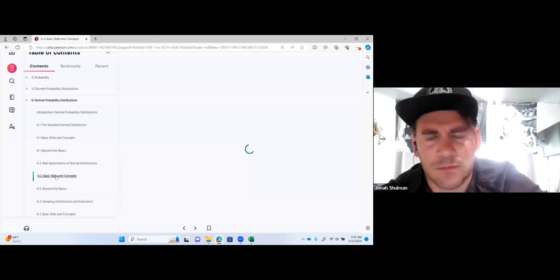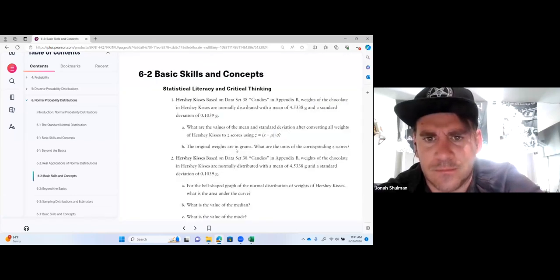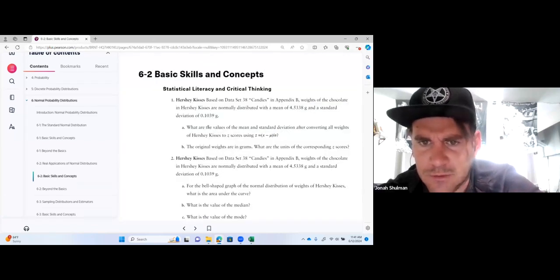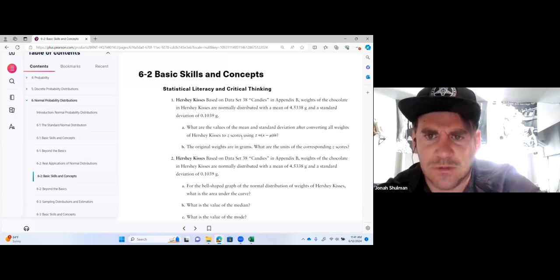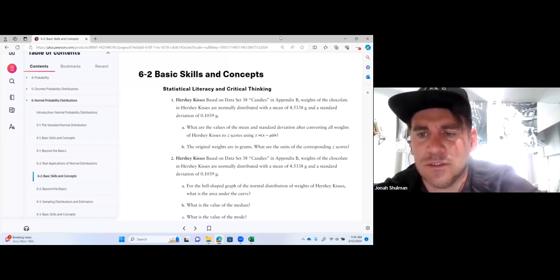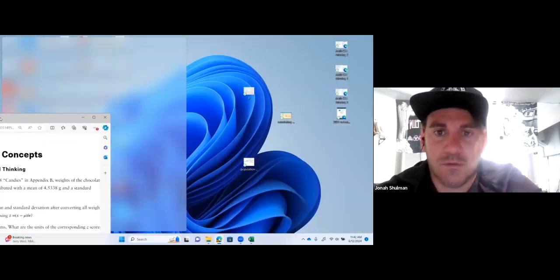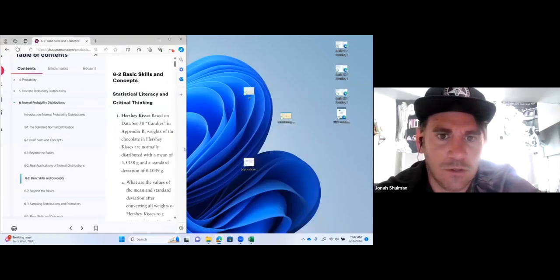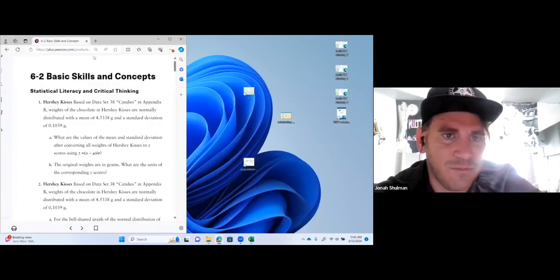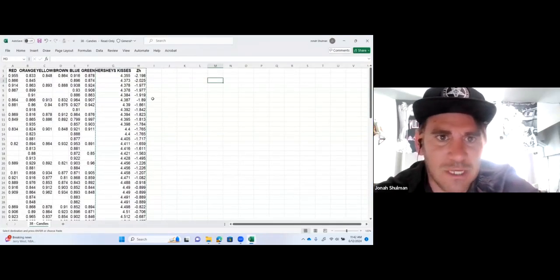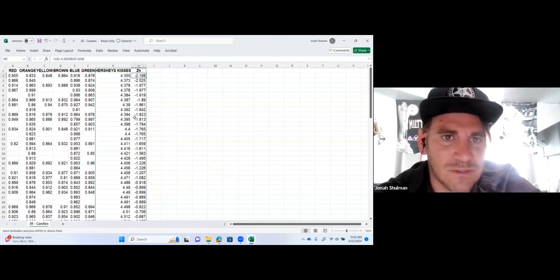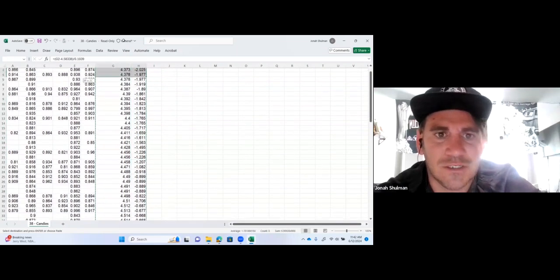Basic skills and concepts. What are the values of the mean and standard deviation after converting all the weights of Hershey Kisses into z-scores? Well, the mean and standard deviation, if they're all z-scores, should be 0 and 1. If that's all they wanted, so I did all that extra work for nothing. But basically, we get the mean of this and the standard deviation of this, you'll see that it's just going to be 0 and 1.